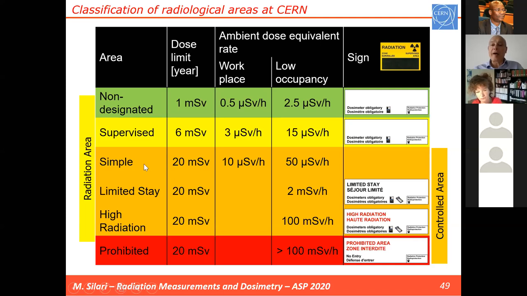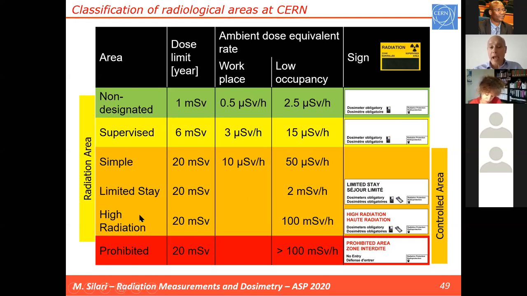Control areas are divided in different subclasses. The simple control area is the one where working a full working time of 2,000 hours per year will not give you more than 20 millisievert. If you have a dose rate which would exceed these values, then you have to impose restrictions. So it will be a limited area. You could have access to an area where you have a dose rate which could go up to maybe 2 millisievert per hour, but there will be restriction in terms of the maximum hours you can spend there to work.